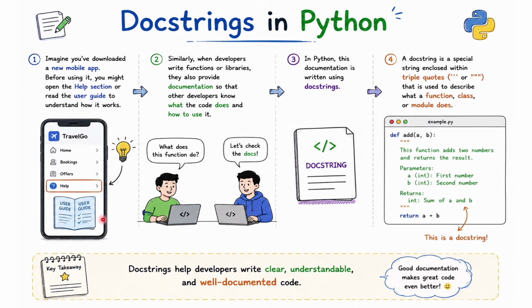Similarly, when a developer writes functions or libraries, they also provide documentation so that other developers know what the code does and how to use it. In Python, this documentation is written using docstrings. A docstring is a special string enclosed within triple quotes that is used to describe what a function, class, or module does. Docstrings help developers write clear, understandable, and well documented code.